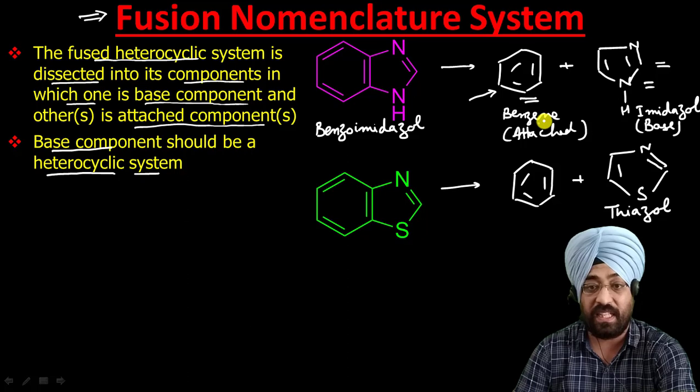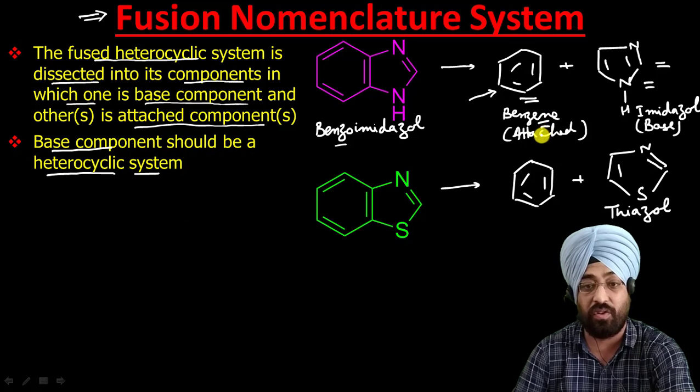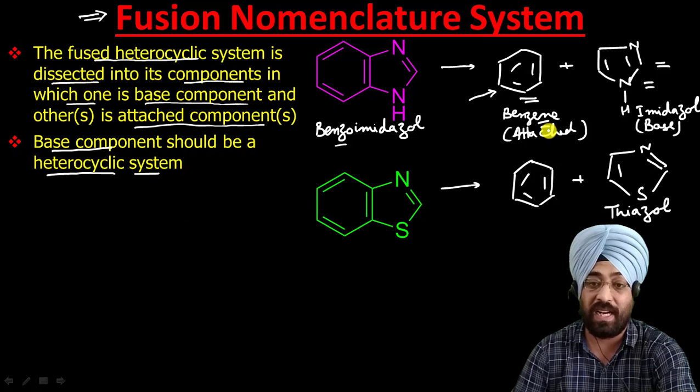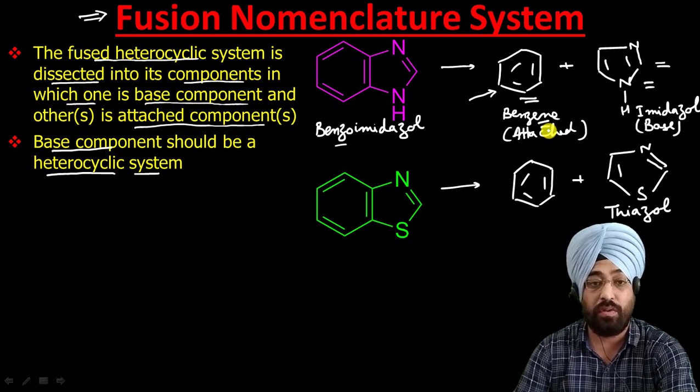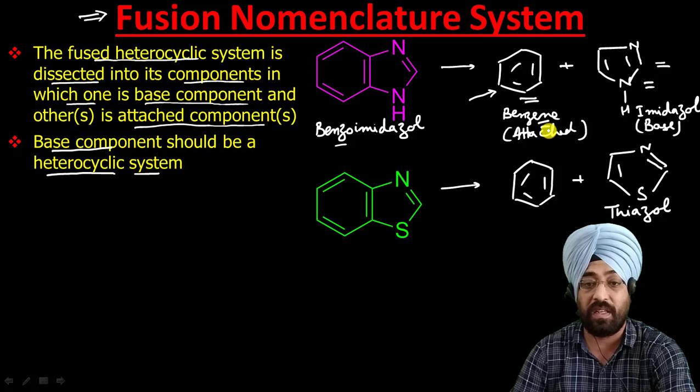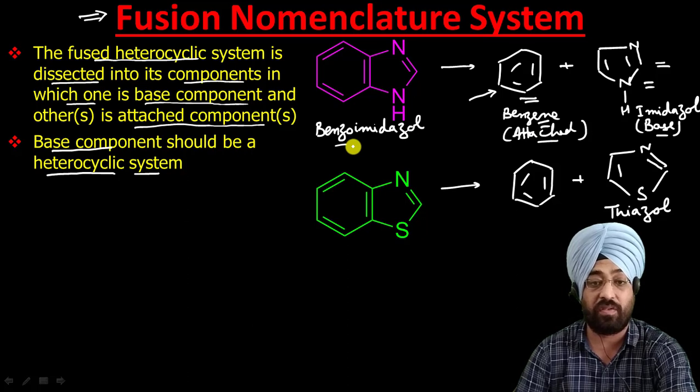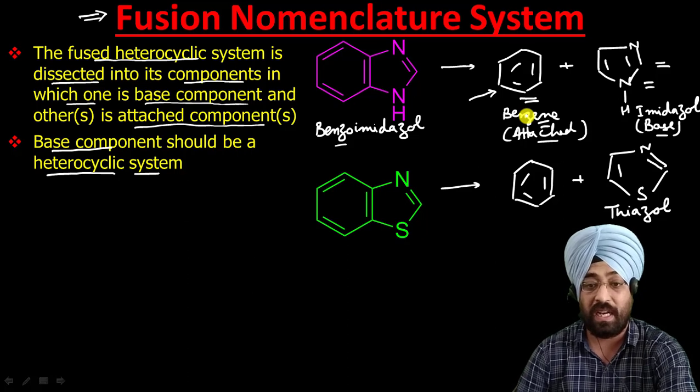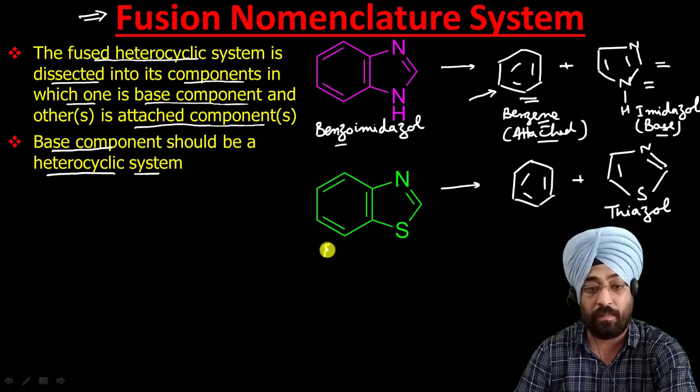Generally, the attached component is written as a prefix. So for benzene, the prefix is benzo. We will discuss the prefixes for attached components in our next slides. So the first thing is to dissect the compound into two components, an attached component and a base component, and there are rules by which we can find which is which. The attached component is written as a prefix. So similarly, here the attached component was benzene, so it is benzoimidazole. Similarly, here the attached component is benzene, so its name will be benzothiazole.